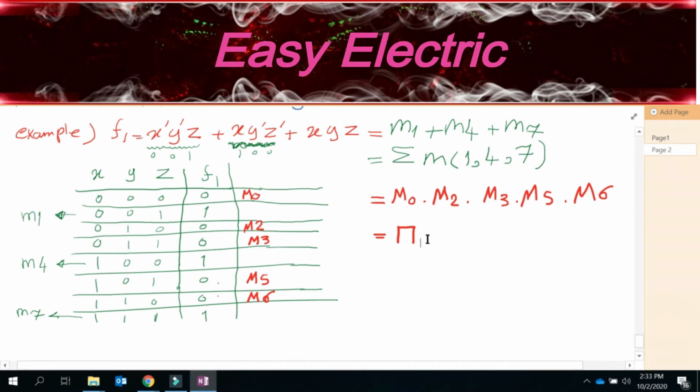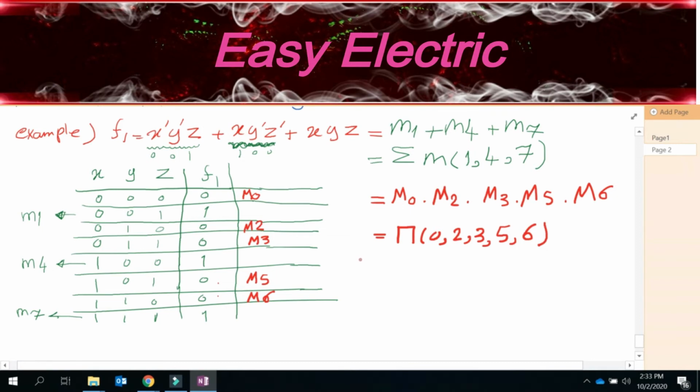Okay, so you could use this sample to rewrite whatever you see here. You could just write the numbers of the max terms: 0, 2, 3, 5, and 6.